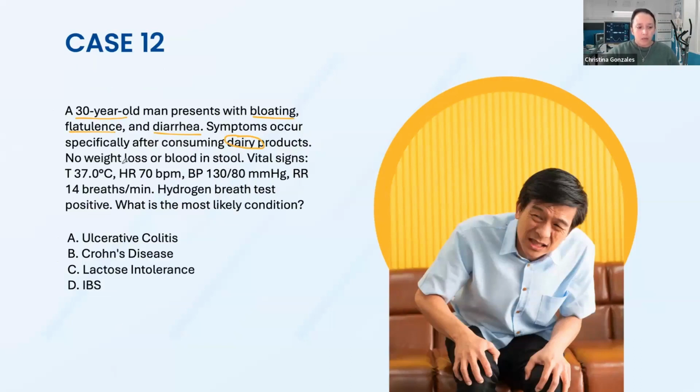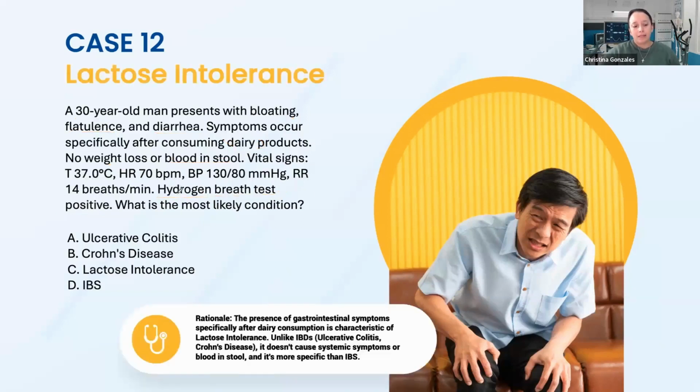Well, let's keep reading. So no weight loss, no blood in the stool, vital signs look pretty typical, and a hydrogen breath test is positive. So one of their astute clinicians that saw them in the clinic thought to order this hydrogen breath test. And so you need to know that the hydrogen breath test is related to lactose intolerance. With lactose intolerance, you don't always have to have the hydrogen breath test to make the diagnosis. Really just pay attention to the patient's diet.